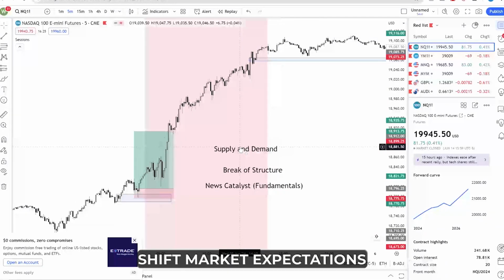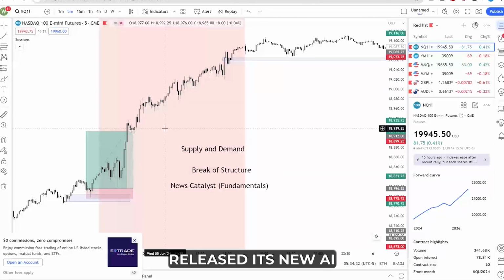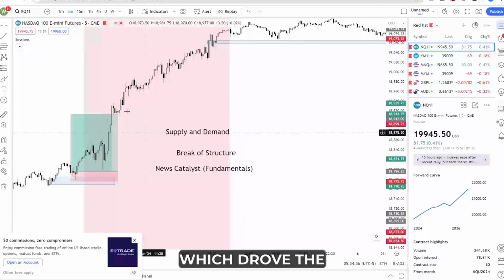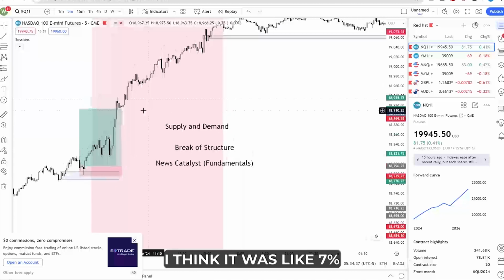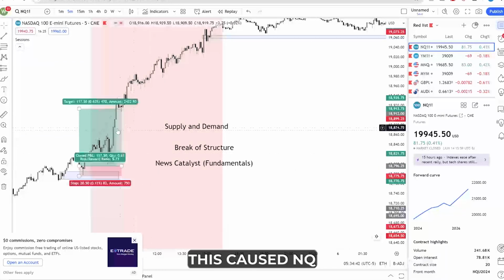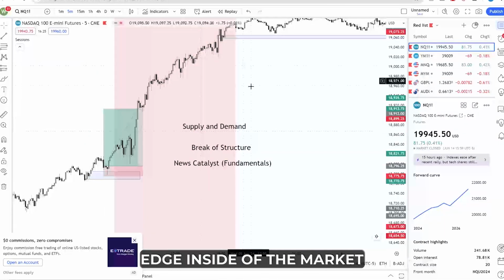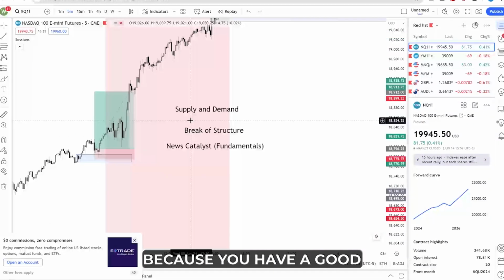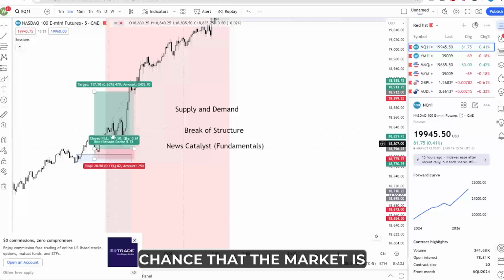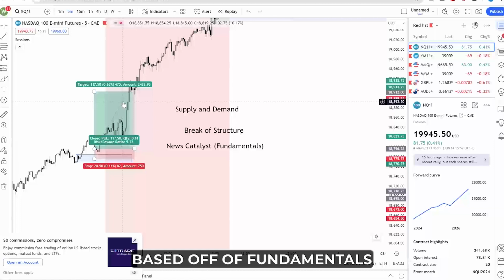So an example of this day would be Apple had released its new AI, which drove the stock higher. I think it was like 7% or some crazy percent in the day. This caused NQ to rally up higher. See, knowing this gives you an edge inside of the market because you have a good chance that the market is going to do a certain move just based off the fundamentals, because the market moves based off of fundamentals.